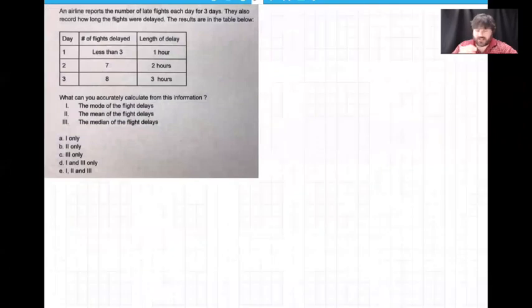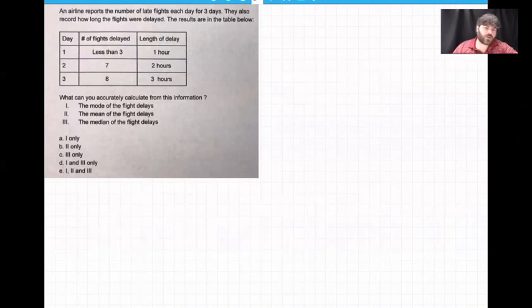All right. Next question. The airline reports the number of late flights each day for 3 days. They also record how long the flights were delayed. The results are in the table below. So we've got this table with 1, 2, 3. Those are the different days. You've got the number of flights delayed and the length of the delay. Question is, what can you accurately calculate from this information?